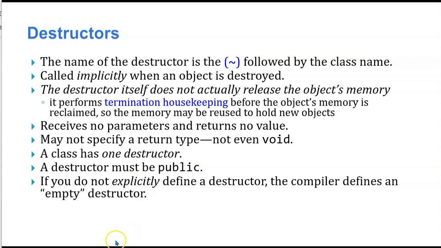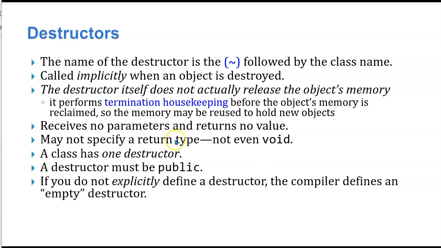So now we move on to destructors. The name of the destructor is a tilde followed by the class name. It's where the class cleans up after itself when it goes out of scope. When an object is destroyed, it gets called implicitly. The destructor does not actually release the object's memory. It performs termination housekeeping before the object memory is reclaimed. So the memory may be reused to hold new objects, but the destructor doesn't actually let go of the memory.